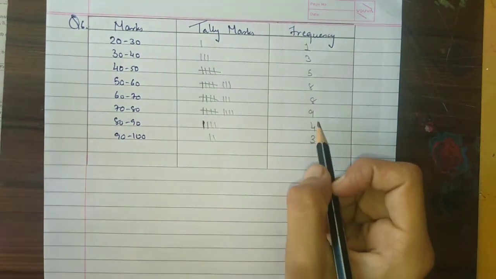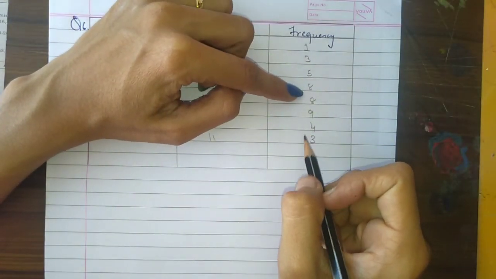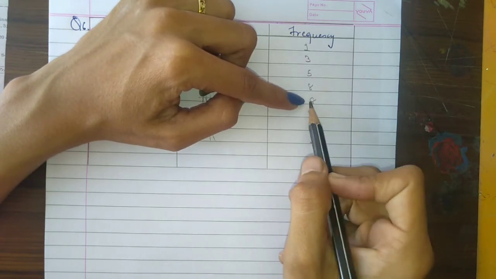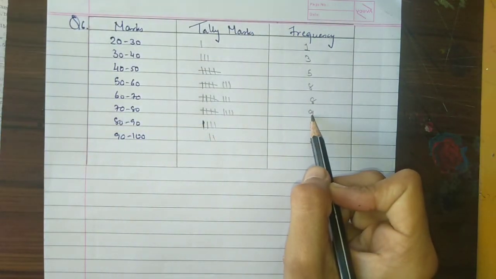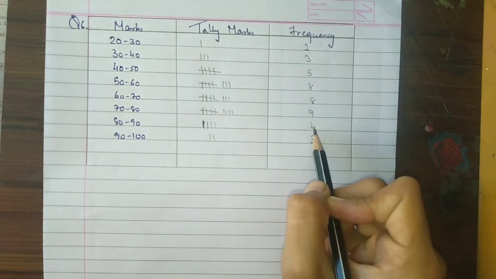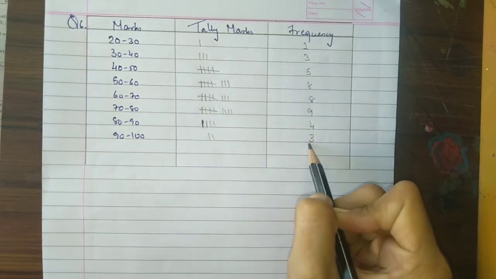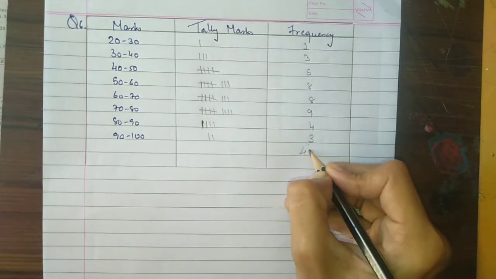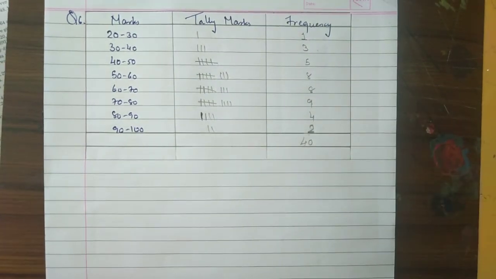Okay, if we count, 4 plus 5 is 9, 9 plus 8, that is 15, 15 plus 8, that is 23. 23 plus 9 is 32. 32 plus 4 is 36, 37, 38, 39, 40. Okay, so the answer is the total is 40. Now question number 9.